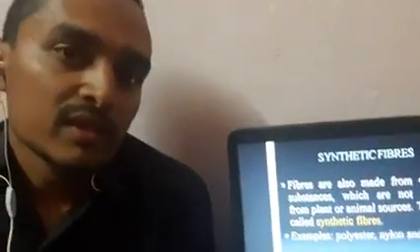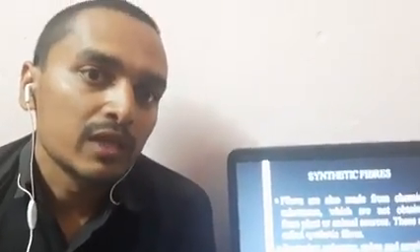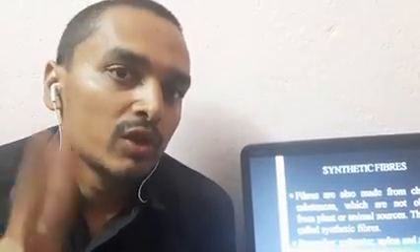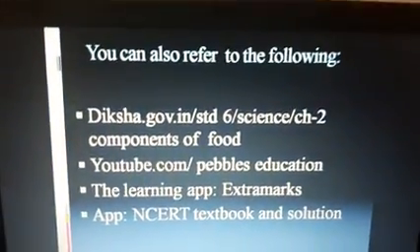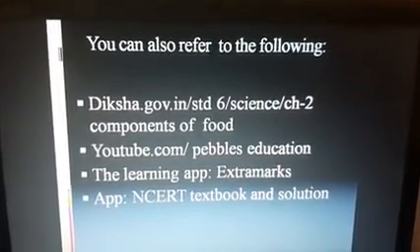So whatever fabrics we use in our daily life are of two types. One is natural and the second is synthetic. Natural fibers are obtained from plants and animals. These two types we have to learn perfectly. Clear? So in this lecture we have discussed how fibers are obtained from different sources, plants and animals.